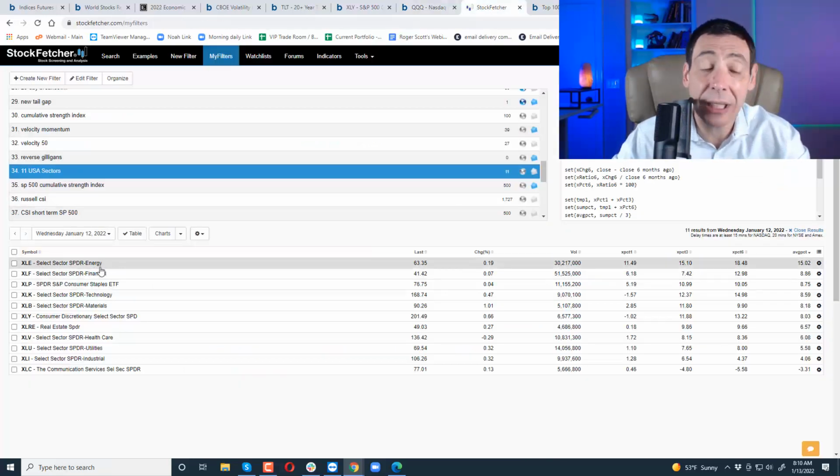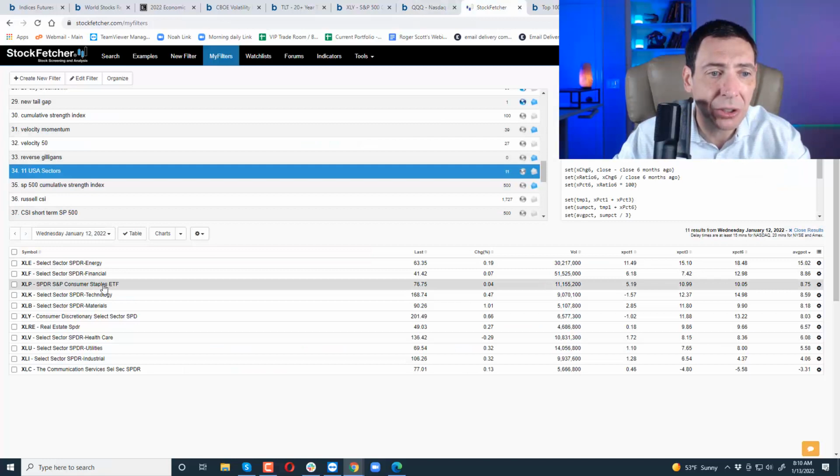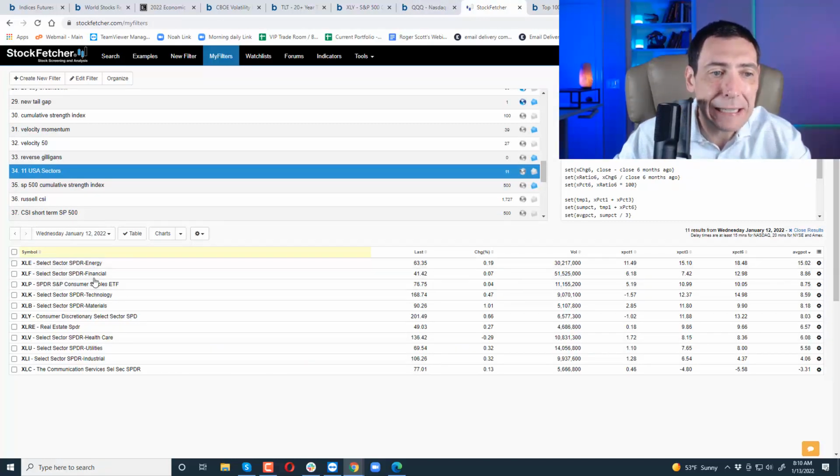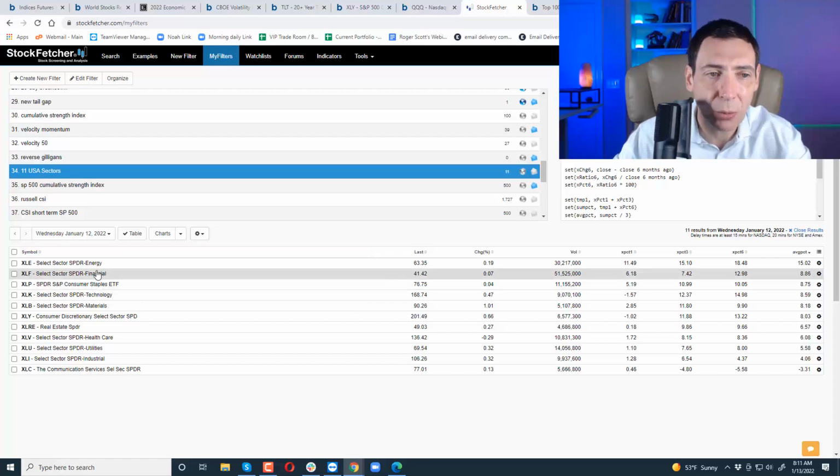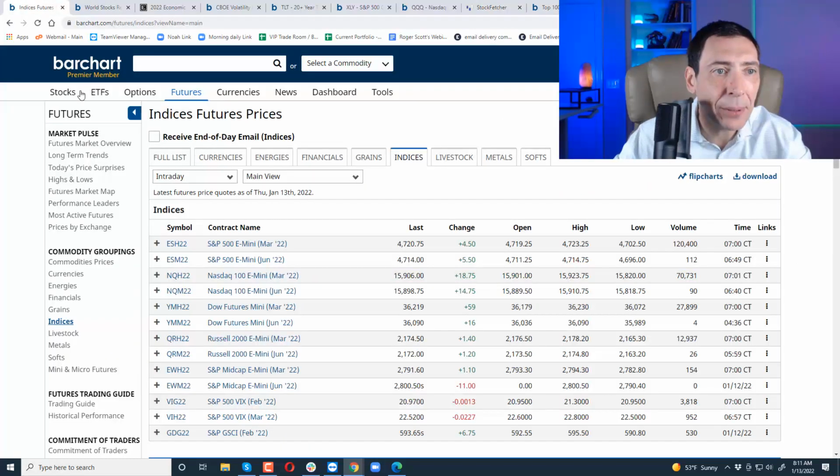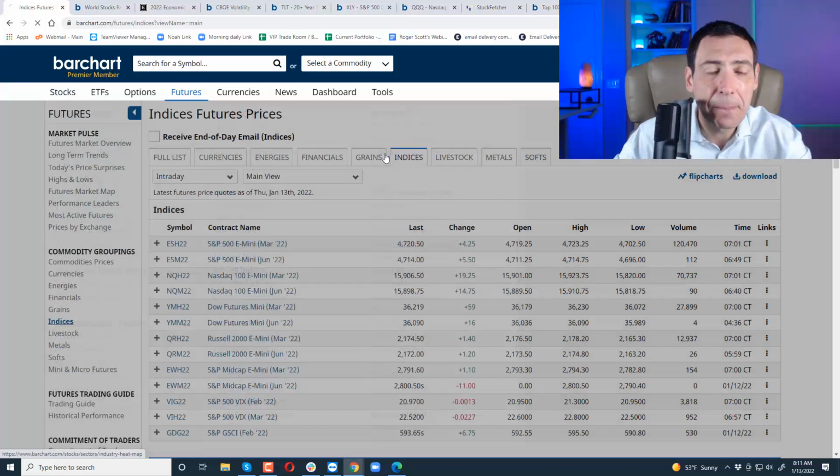Looking at each individual sector, we still have energy, financial, consumer staples leading on a cumulative basis. I would stay defensive right now. I wouldn't be looking too much into consumer discretionary. There are exceptions to the rule, but be very, very cautious right now.